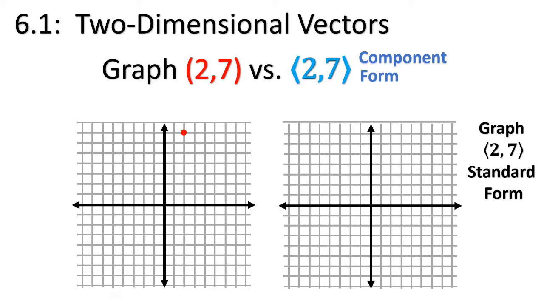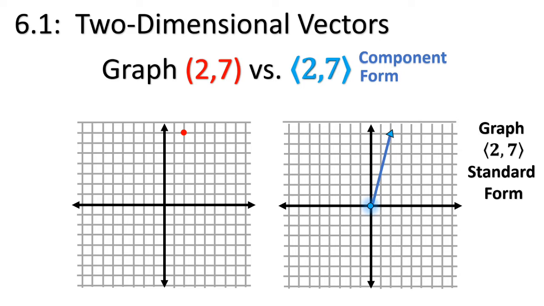Graphing a vector in standard form has 3 steps. You begin by plotting a point at the origin, putting an arrow where the coordinate (2, 7) would be, and connecting the origin to the arrow. This is a graph of vector ⟨2, 7⟩ in standard form.